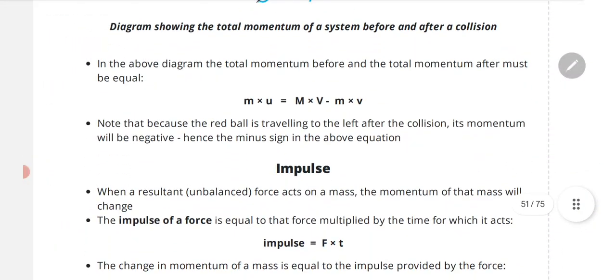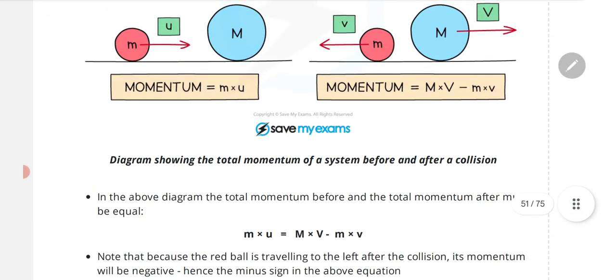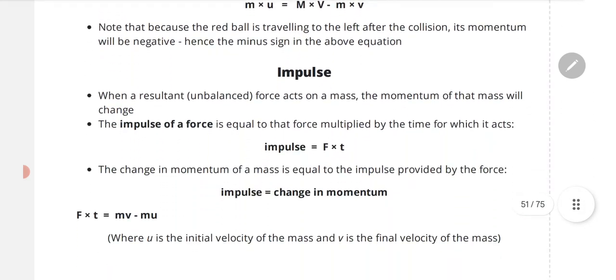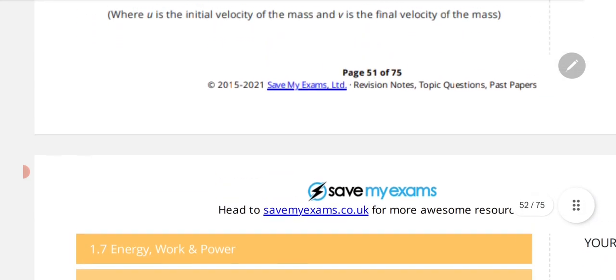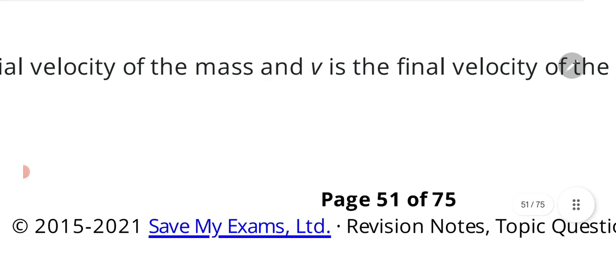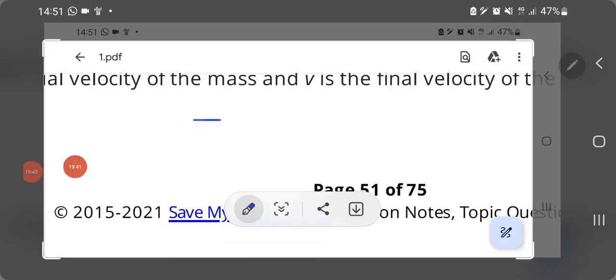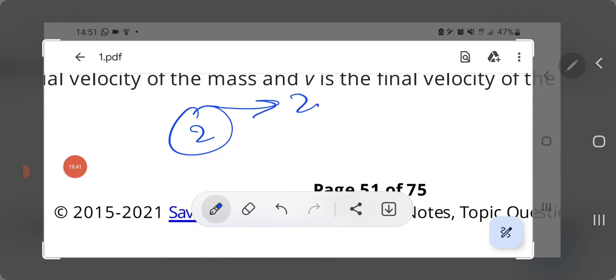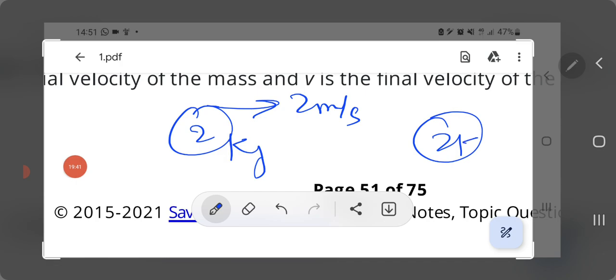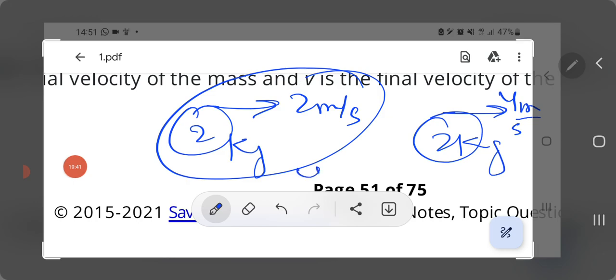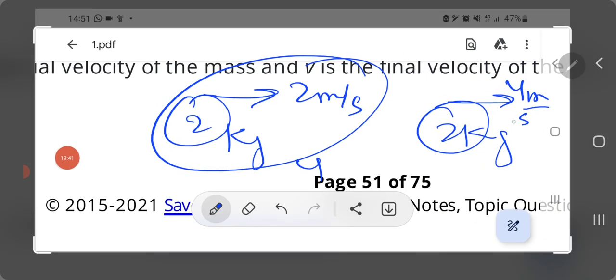Impulse basically is the change in momentum. For example, if I ask for the change in momentum of an object, an object of 2 kg mass is moving with a velocity of 2 meters per second, but a force acts on this block. Now the speed is increasing, so the momentum is changed. At this time the momentum is 4, but at this time the momentum is 8. So how much is the change in momentum?